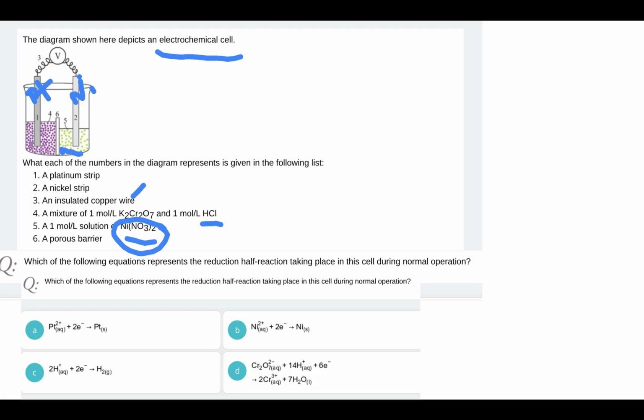Now asking which equation represents the reduction half reaction. Reduction happens at the cathode.